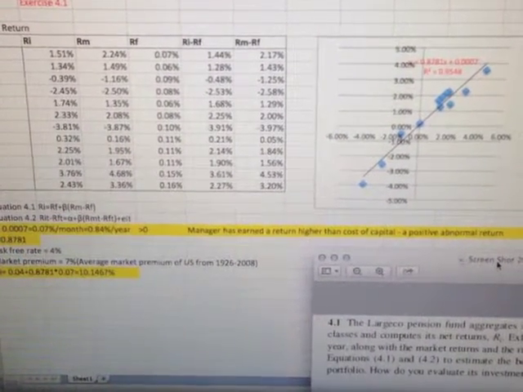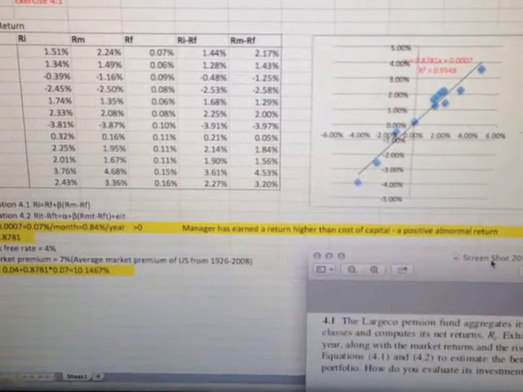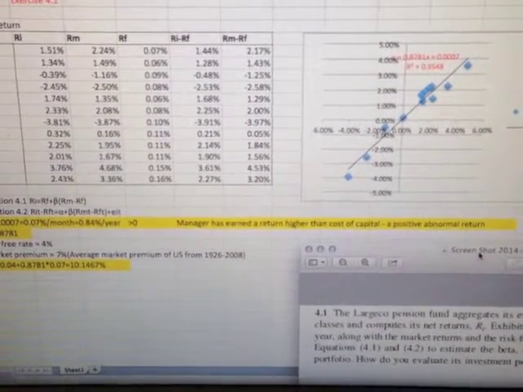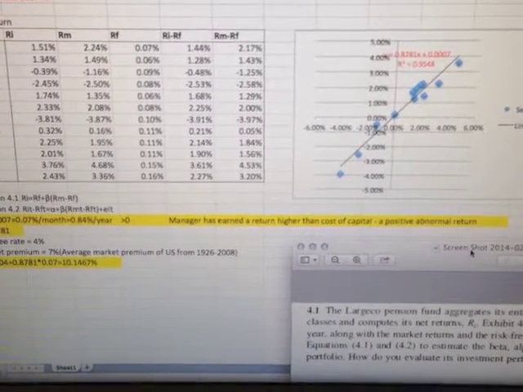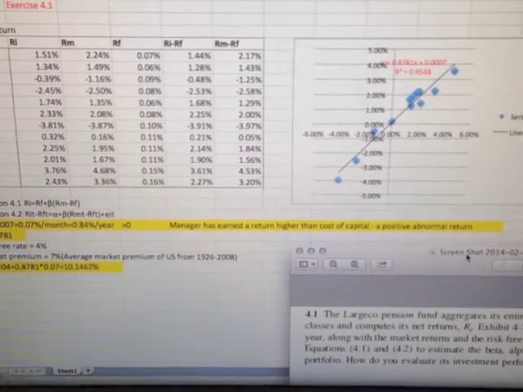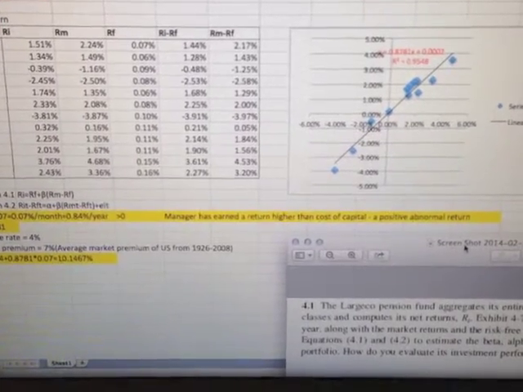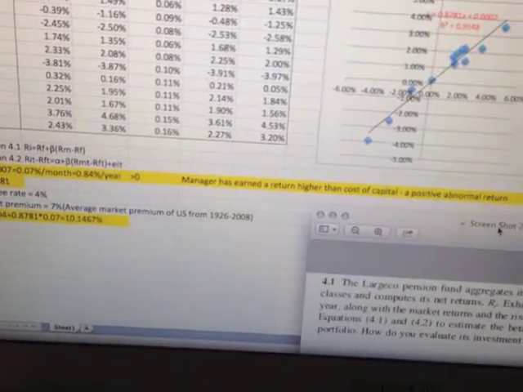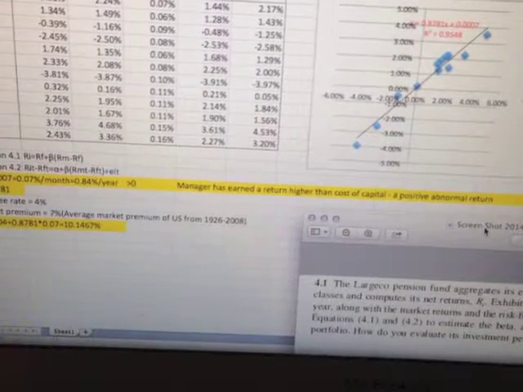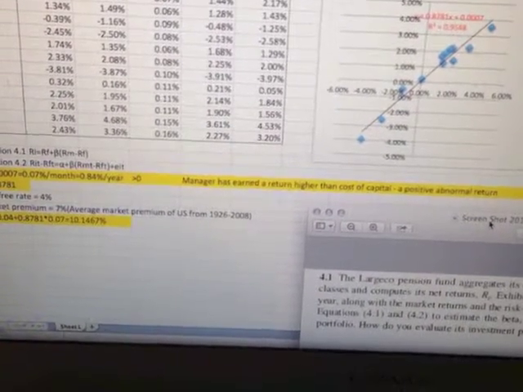As the risk-free rate is given as 4%, and we use the market premium of 7%, which is the average market premium of US from 1926 to 2008, we can calculate the return, the cost of capital with this function.